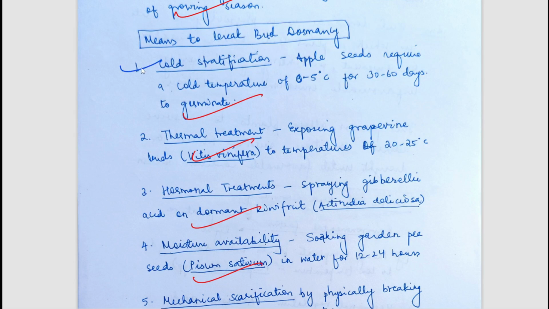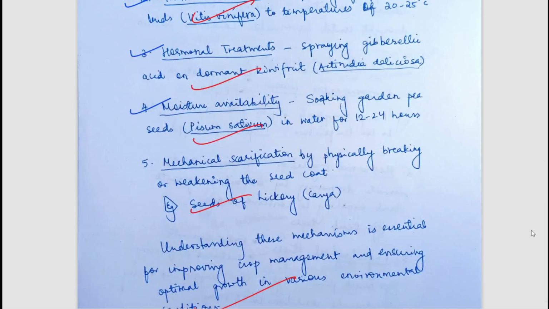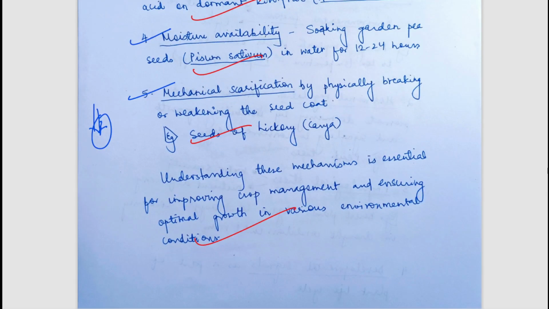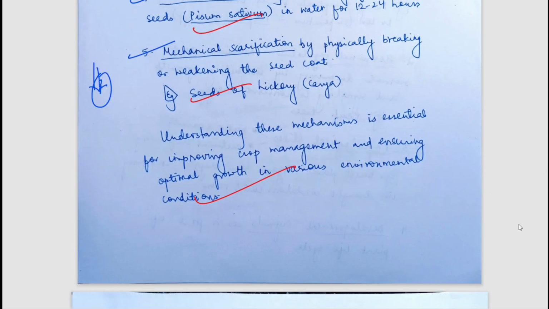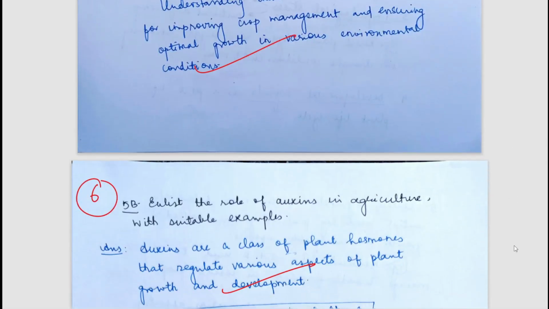We can do cold stratification, that is, cold treatment. Thermal treatment, that is, heat treatments can be done. Hormonal treatments can be done. Moisture should be made available; by soaking in moisture, the dormancy could be broken. Mechanical scarification is done, that is, by applying pressure we make a scar so that the dormancy is broken, and everything which was stopped due to dormancy regains or starts growing again.